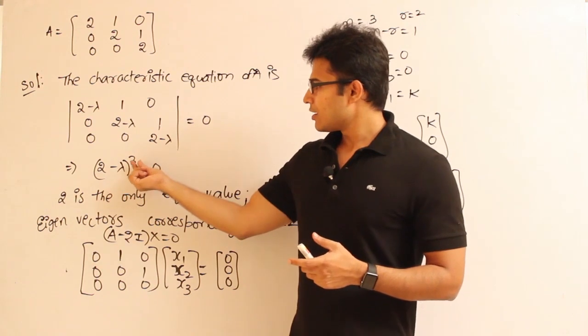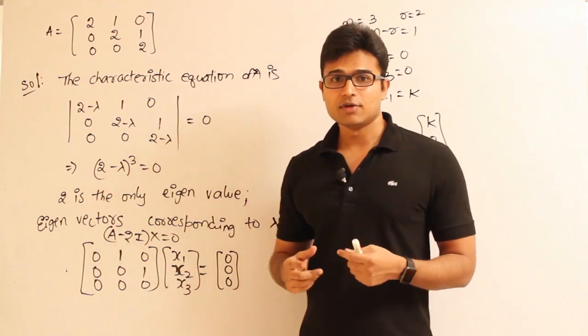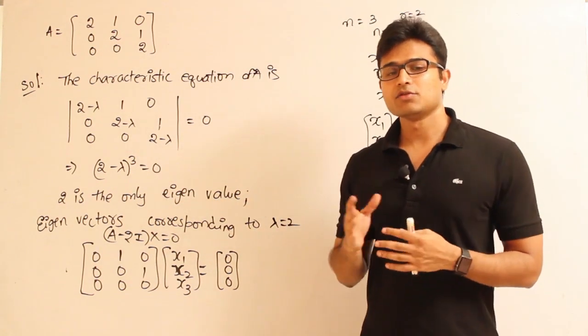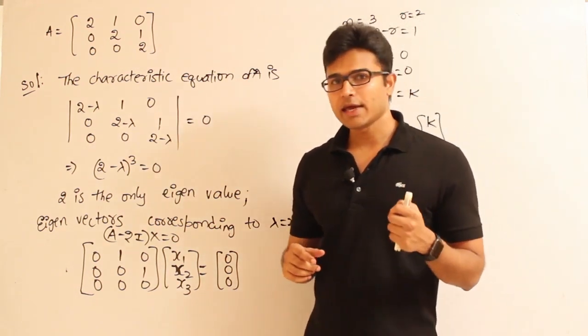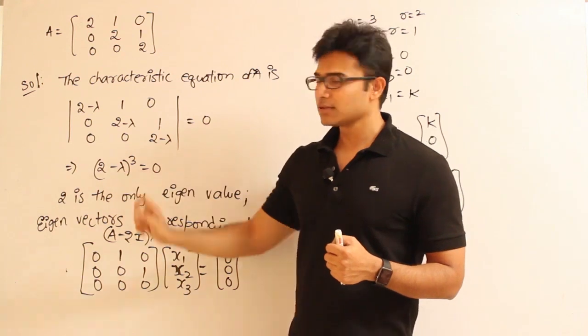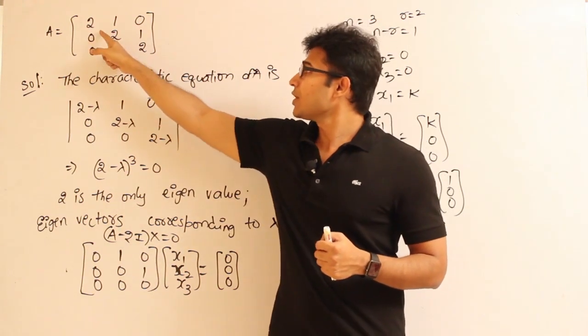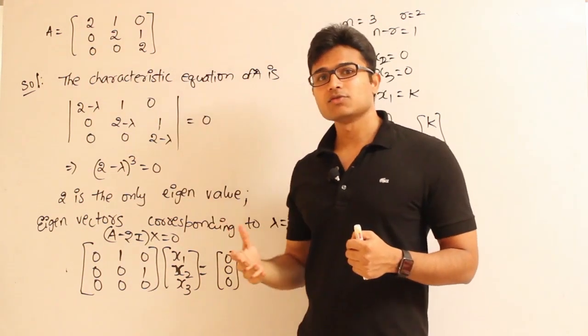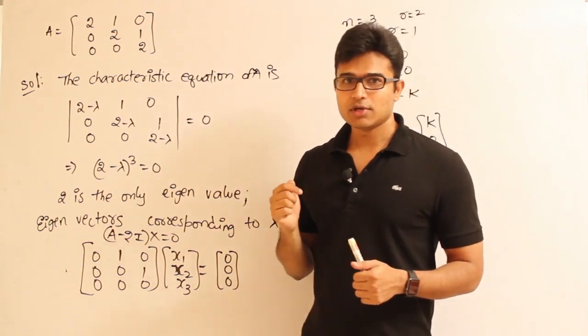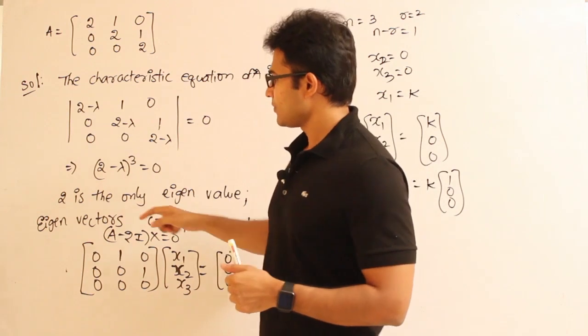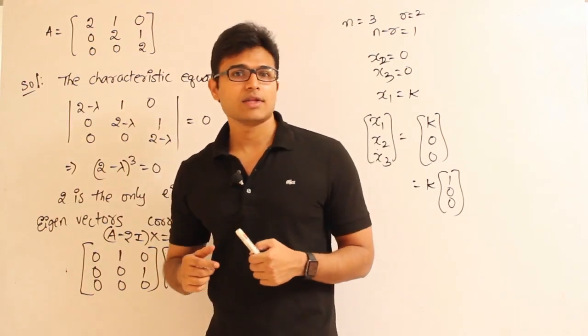Even though it is an equation of degree 3, we are supposed to get 3 roots. All the 3 roots happen to be the same, which means 2, 2 and 2. Therefore the only eigenvalue for this matrix is 2. In case it would have been 1, 2 and 3, then the eigenvalues would have been 1, 2 and 3. But here we got only 2. 2 is the only eigenvalue, and from that eigenvalue we are supposed to find out the eigenvector.